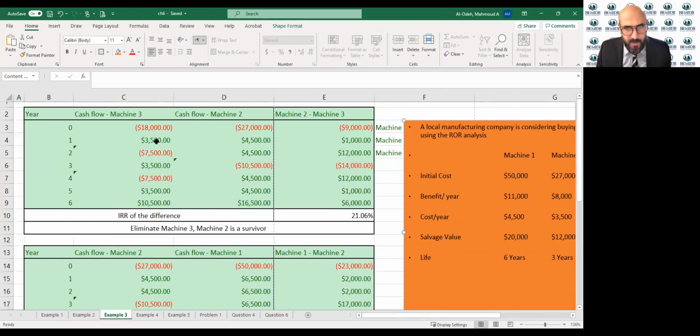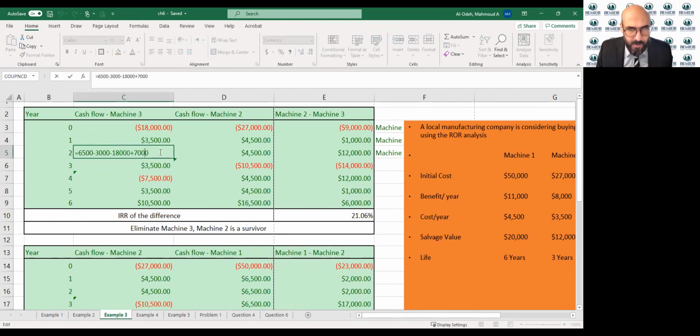So when we build the cash flow for machine 3, we have to consider buying this machine 3 times, 1 on year 0, 1 on year 2, and 1 on year 4. So we purchased the first machine on year 0, $18,000, and we have the benefit per year of 6,500 minus the cost per year of 3,000. The net cash flow is 3,500, and then for year 2, we have to stop and think, okay, this is the new cycle for this machine.